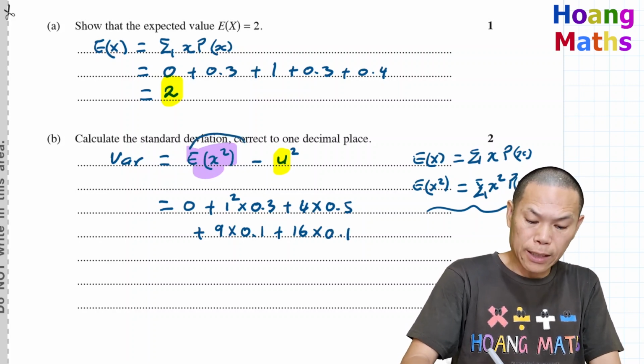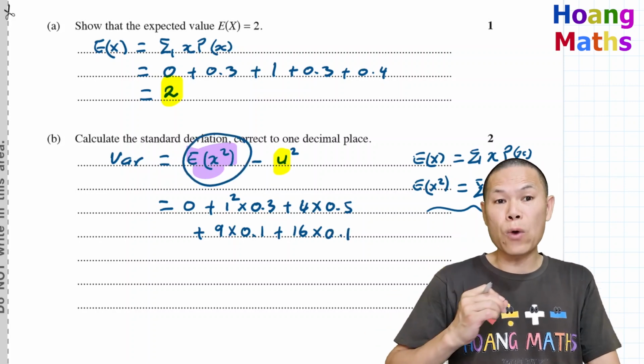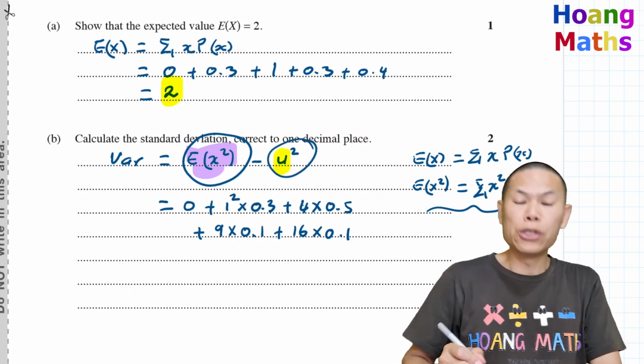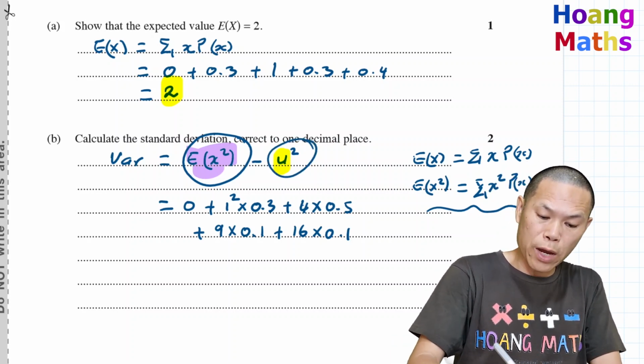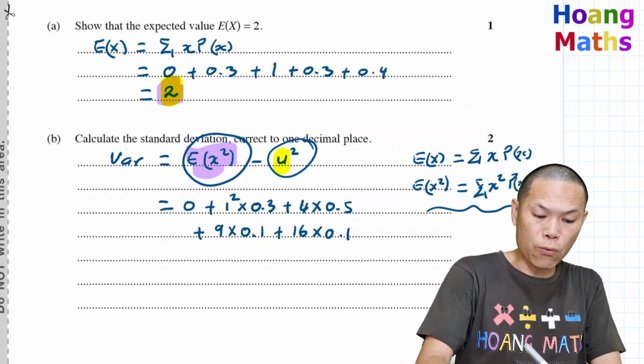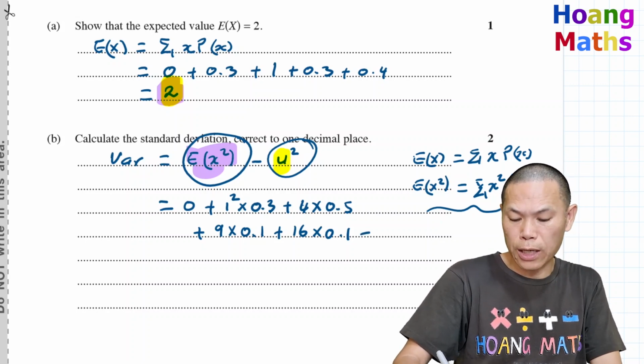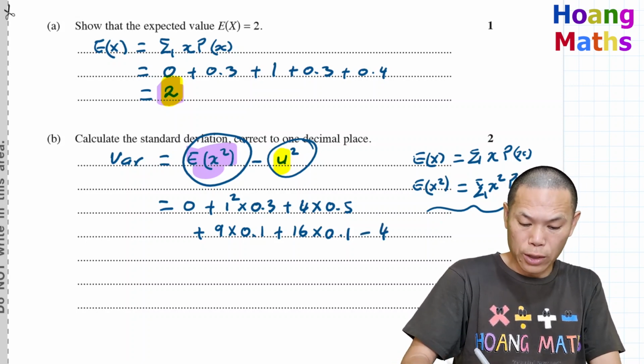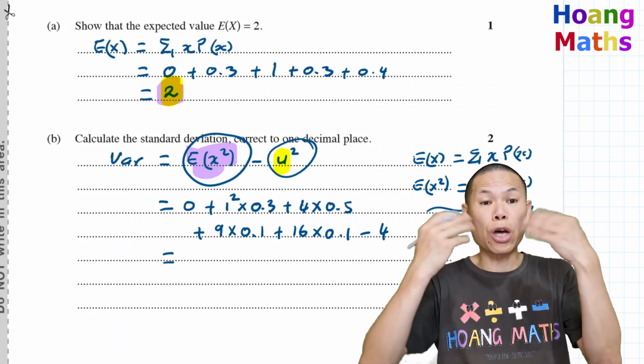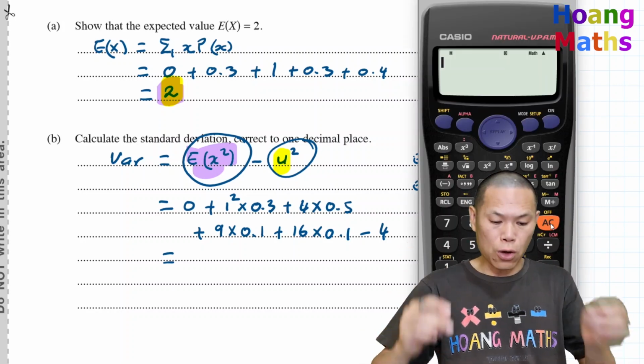So that is the expected value of x squared. And then we minus mu squared. And mu is 2. So therefore we minus 2 squared. So that is 4. So I just put it on a calculator.